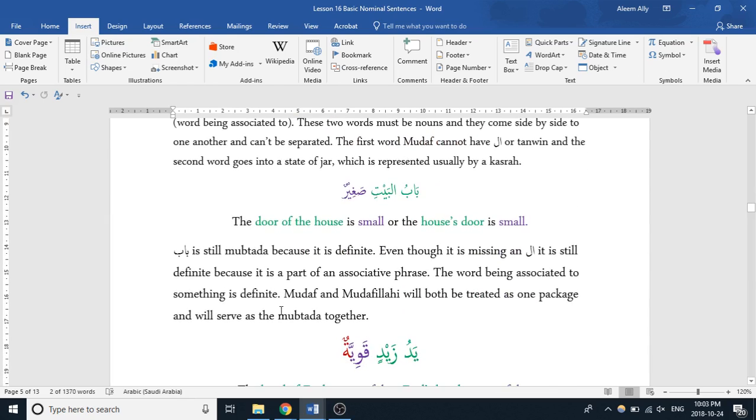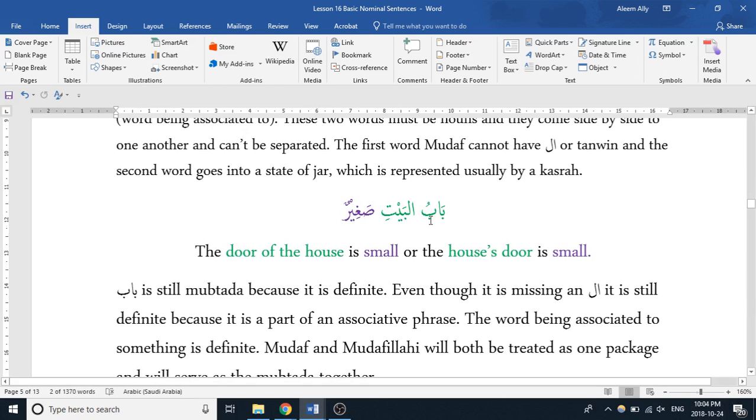Okay, so let's look at it inside of some sentences. Babul bayti saghirun. These two are going to be inseparable, so they're both going to act as your mubtada. And we know that it's definite because a mudaf by its nature is definite. And we know this is indefinite because it has tanween on the end, and that's a sign of indefiniteness.